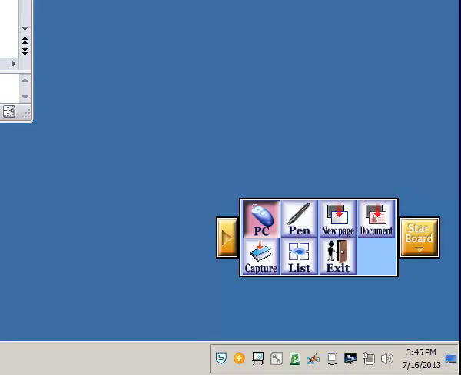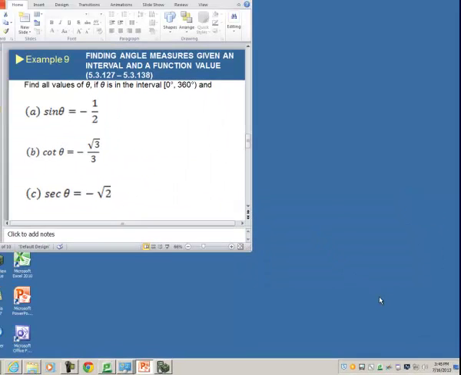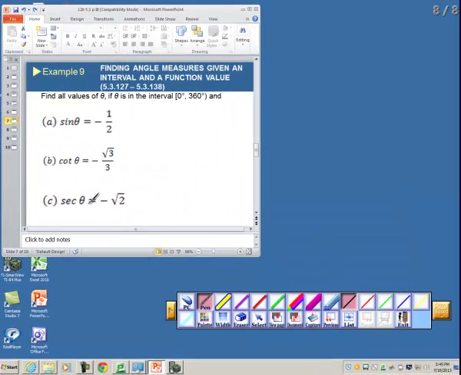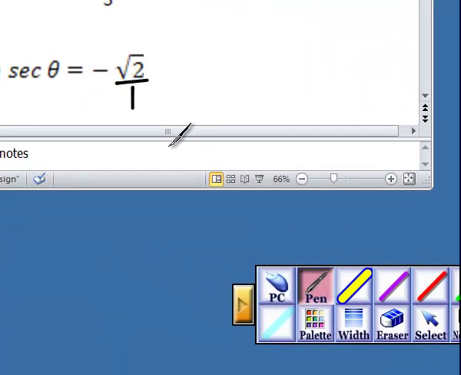All right, secant. Okay, secant is the reciprocal of what? Cosine, right? So secant is a negative square root of 2 over 1, right? Then cosine theta must be what? Negative square root of 2 over 2. Good.